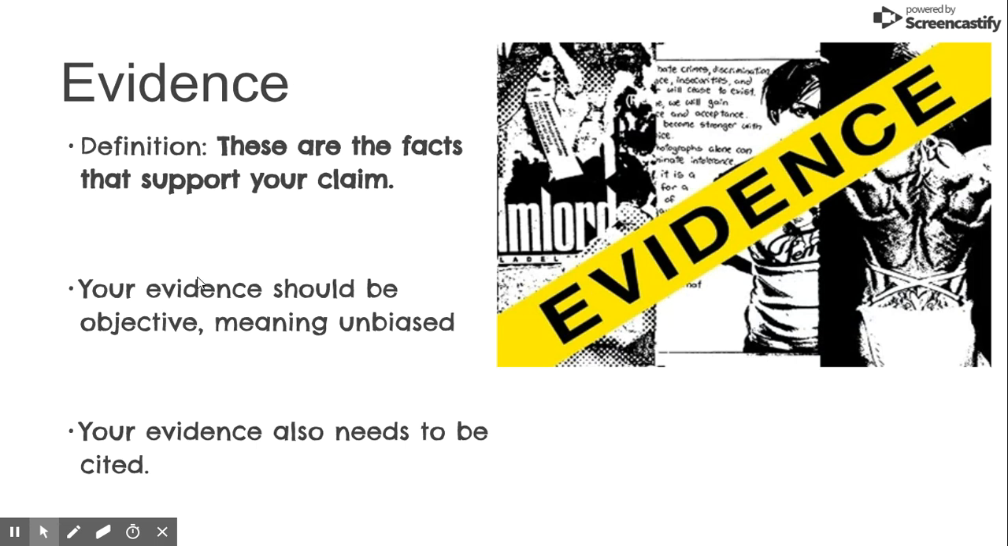The next piece of your argumentative essay is your evidence. These are the facts that support your claim. Your evidence needs to be objective, which means that it's unbiased. If you're writing an essay arguing that the Raiders are the greatest sports team in the world, but your evidence is coming from someone's Twitter feed whose handle is RaiderFan99, that's not really objective evidence. Your evidence also needs to be cited properly to avoid plagiarism.